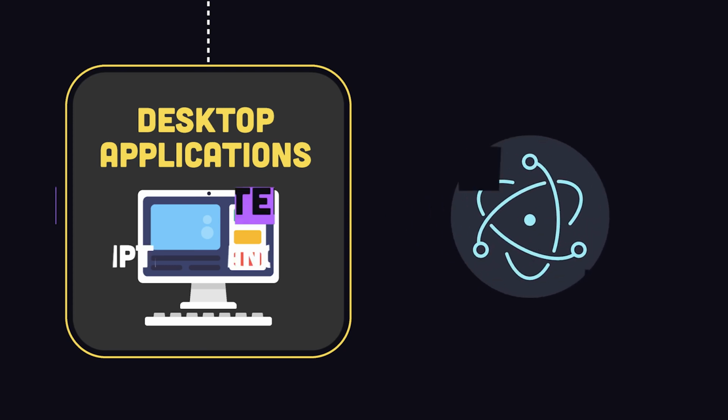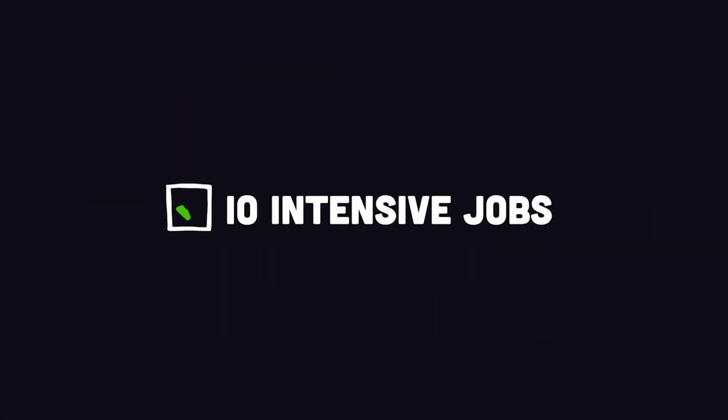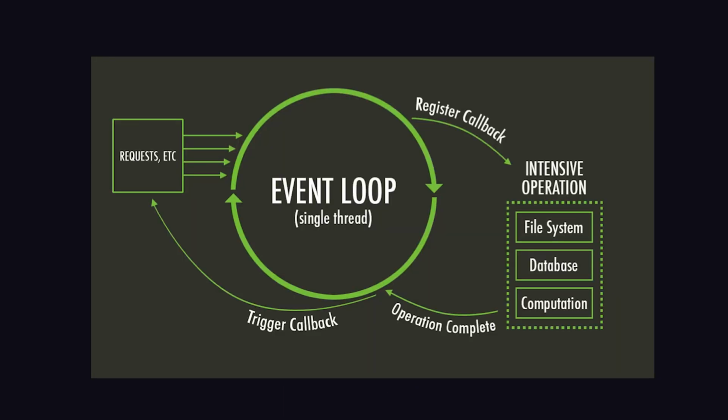It's an interpreted scripting language, but tools like the V8 engine and Chromium use a just-in-time compiler to convert it to machine code at runtime. It's also excellent at handling I/O-intensive jobs, despite the fact that it's a single-threaded language, made possible by a non-blocking event loop that can queue up work in the background without blocking the main thread.